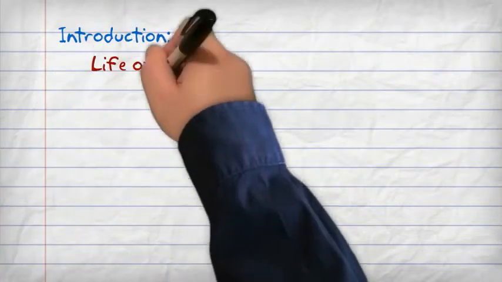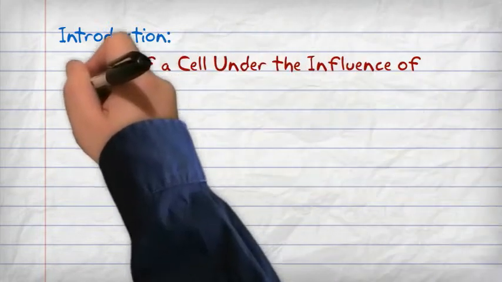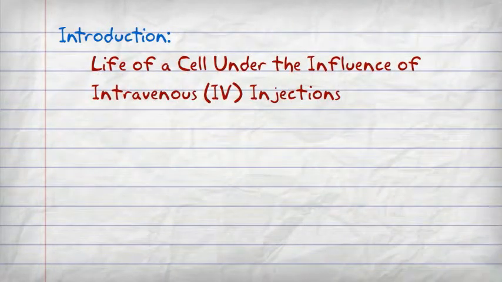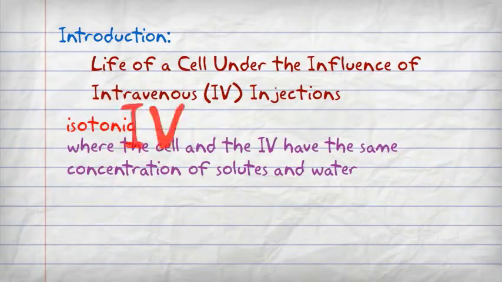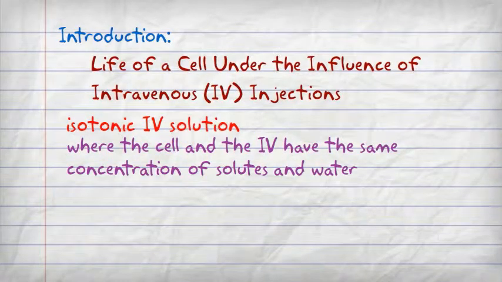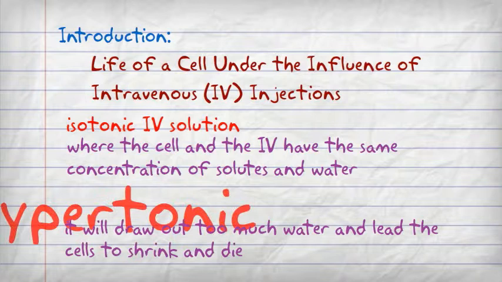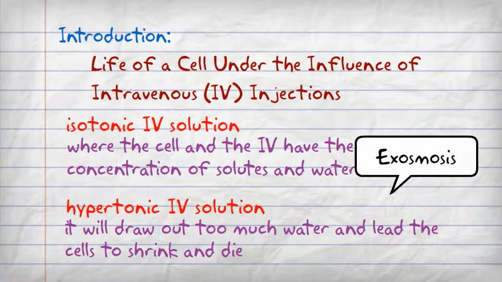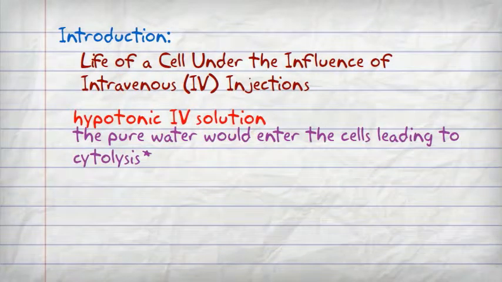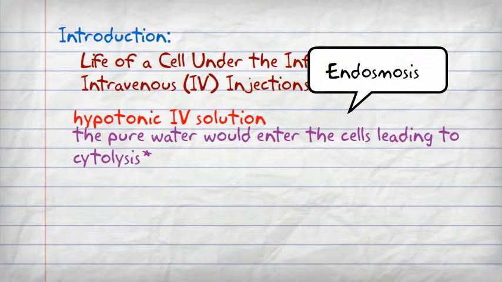To understand the real-life implications of this effect, let's look at cells under the influence of intravenous injections. The ideal situation would be an isotonic solution, where the cell and the IV have the same concentration of solutes in water. Hypertonic solutions with too much salt will draw out too much water and lead the cells to shrink and die. This is called exosmosis. IVs with pure water are hypotonic, and water would flow into the cell. This is called endosmosis, which can lead to cytolysis.